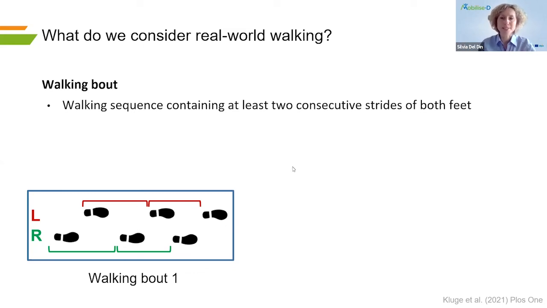And as Felix has presented in the first webinar, a walking bout for us is a walking sequence containing at least 2 consecutive strides from both feet.